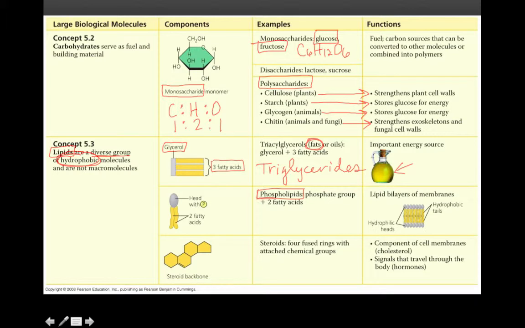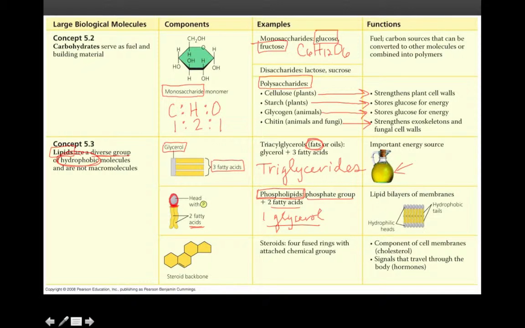Phospholipids are the most important lipid for you to know in this class. Phospholipids are similar to triglycerides in that they contain 1 glycerol unit, 2 fatty acids instead of 3, and then the different group is the phosphate group, which is always negatively charged. So our illustration on the left shows you where that charged phosphate group would be at the head of the molecule, attached to a glycerol unit, and then our 2 fatty acid tails.